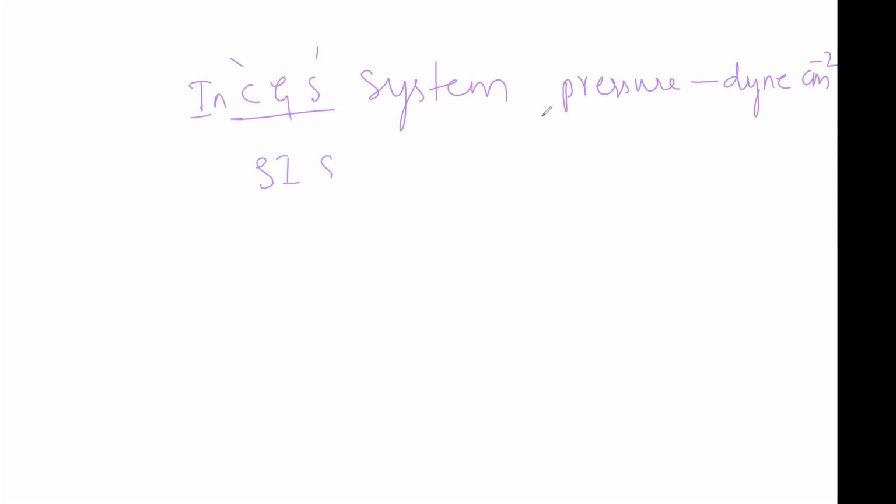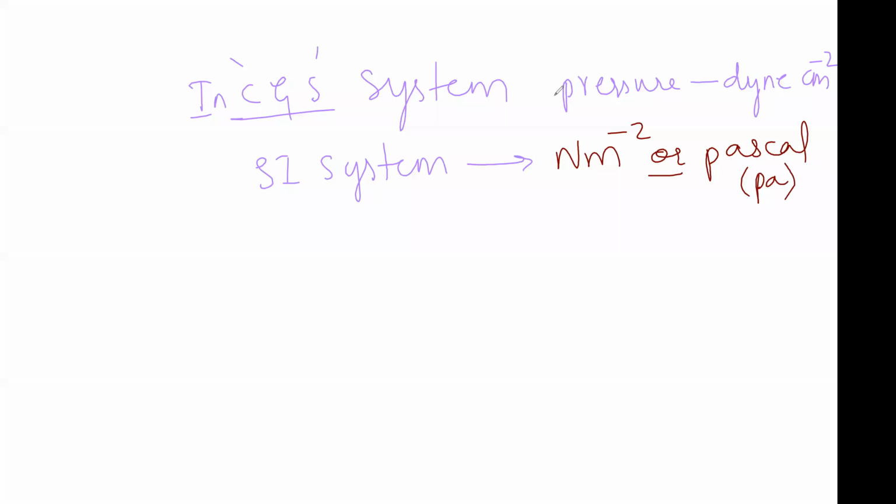In the CGS system, which you learn in the chapter on systems of units, pressure is measured in dyne per centimeter square. In the SI system, pressure can be measured in Newton per meter square, or you can use another term, Pascal, which we symbolically represent as Pa.